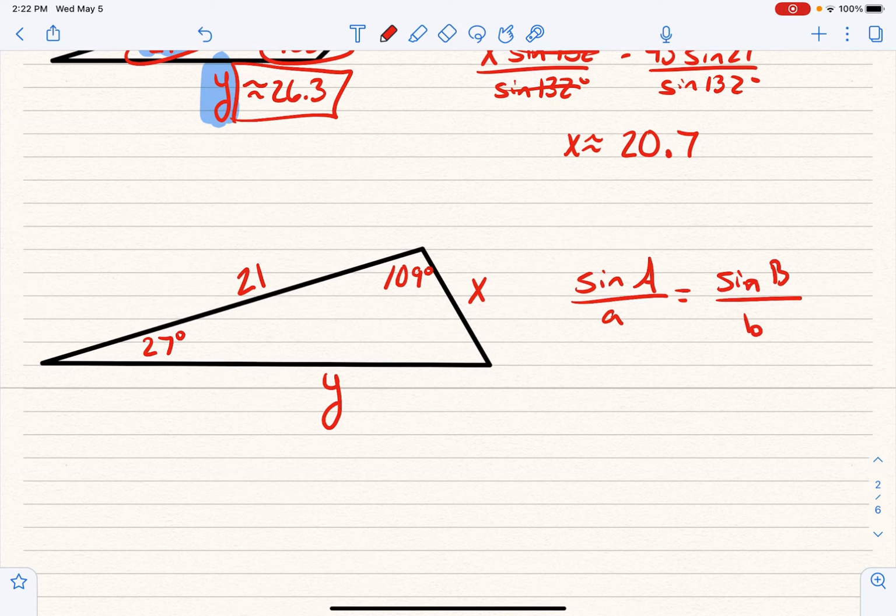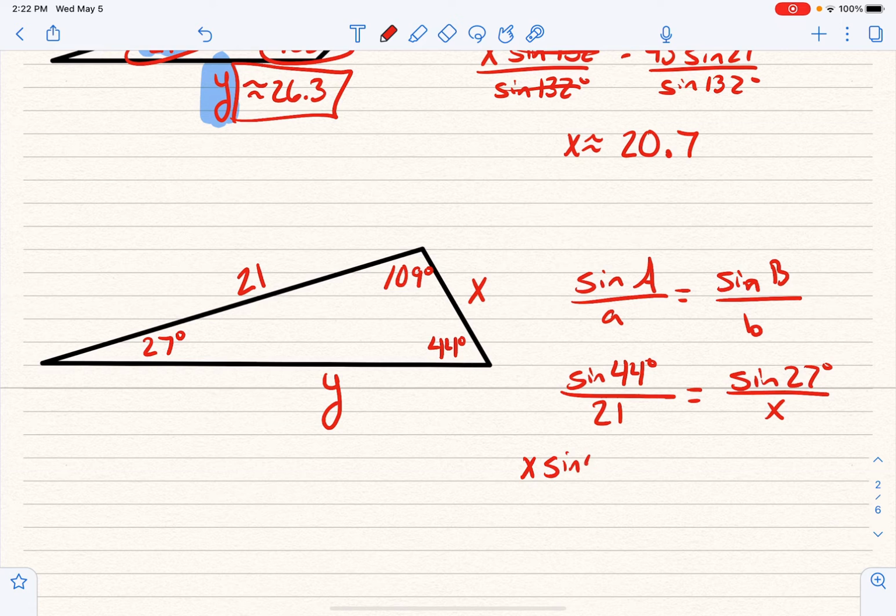So I'm going to first go, well, 27 plus the 109 gives me what, 136. If I subtract 136 from 180, I get 44 degrees. That's what's left for this one. So I know that the sine of 44 degrees is to 21 in the same way that the sine of 27 is to x. I can cross multiply and say x times the sine of 44 degrees is equal to 21 times the sine of 27 degrees.